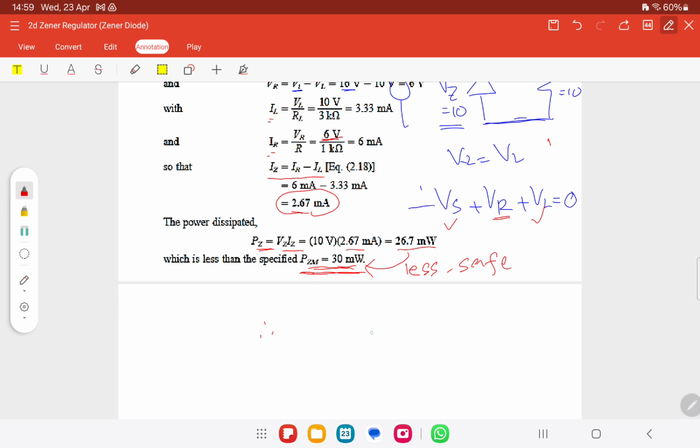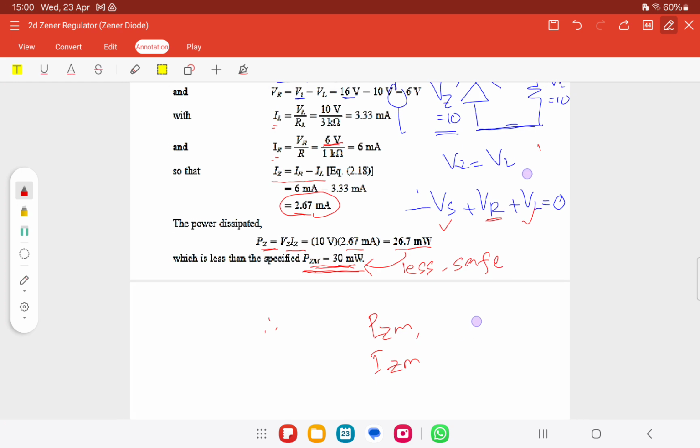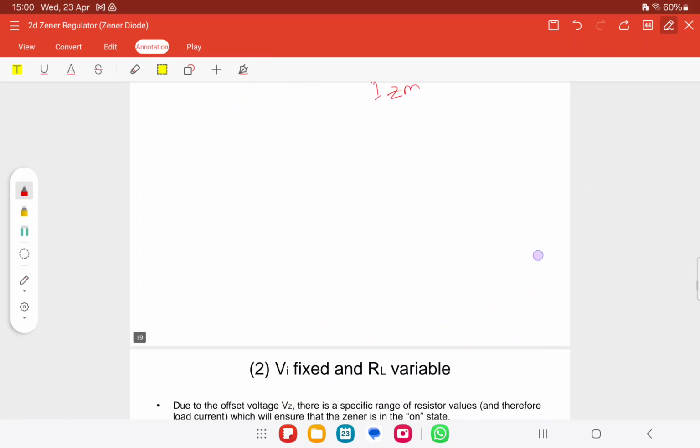Okay, if we calculate from the PZM, the value that we can get is IZM, IZ maximum also. So it cannot be more than the IZM. If not, it will be damaged. Okay, meaning that it will be further reverse biased, so the diode will be damaged. Okay, alright, so this is the first one.